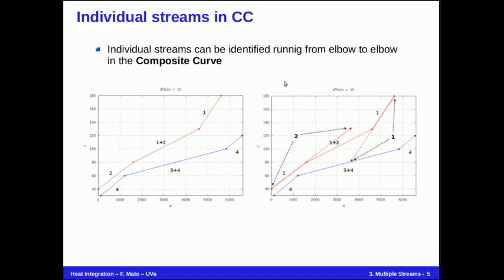In a composite curve, you can identify the individual streams running from elbow to elbow. In this hot composite curve, you can identify stream number 1, that individually is something like that. Stream number 2, that individually is something like that. When they are alone, they coincide with the complete composite curve, and at the interval where they coexist they are combined to form this part of the curve.